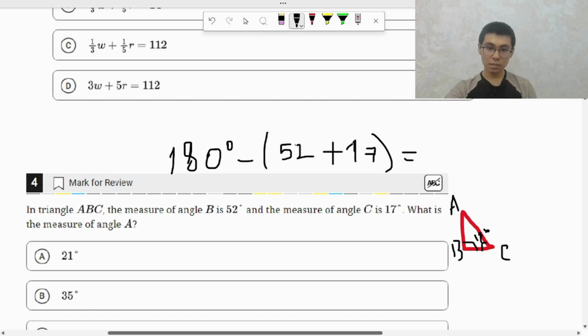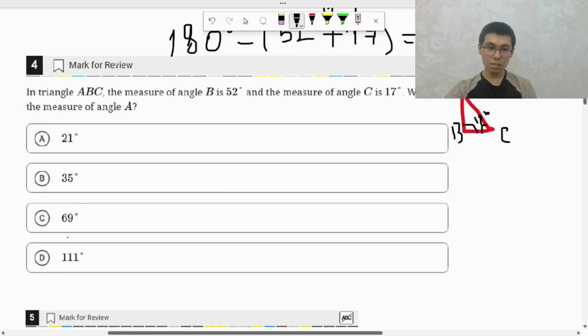So here we have this one will be 69 and 111. So the answer is D. That's pretty easy, I hope.